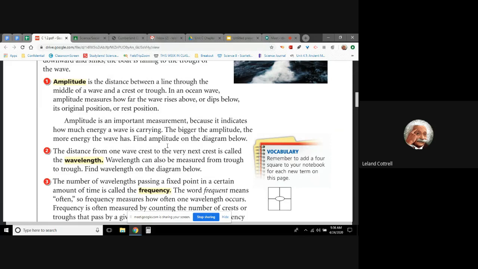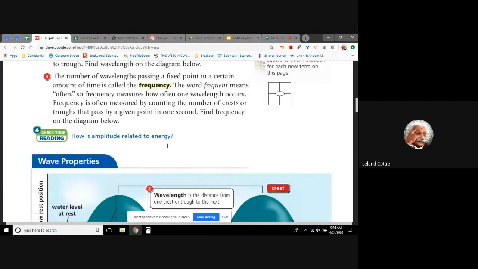The distance from one wave crest to the very next crest is called the wavelength. Wavelength can also be measured from trough to trough. Find wavelength in the diagram below. The number of wavelengths passing a fixed point in a certain amount of time is called the frequency. The word frequent means often, so frequency measures how often one wavelength occurs. Frequency is often measured by counting the number of crests or troughs that pass by a given point in 1 second. Find frequency on the diagram below.